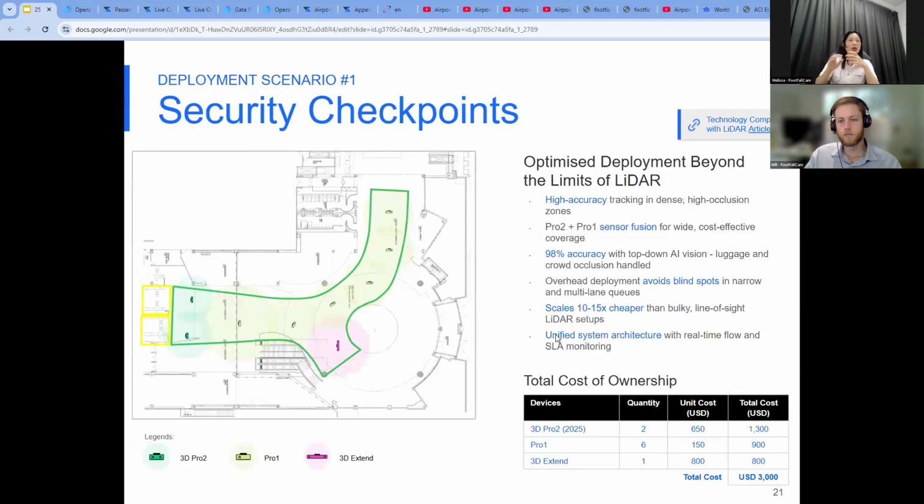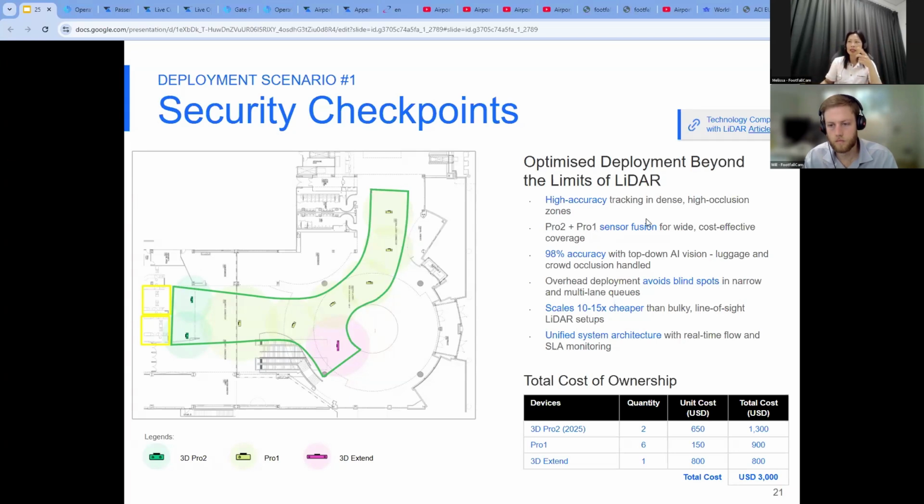So now we look at two deployment scenarios. One at the security checkpoint. This is probably one of the most important deployment scenarios in the airport, where precision matters most. High density, high occlusion, and high stakes. What we have achieved here is a cost-effective, high accuracy deployment by combining the Pro 2 and the companion Pro 1 sensor. These are all managed within a single cohesive system.